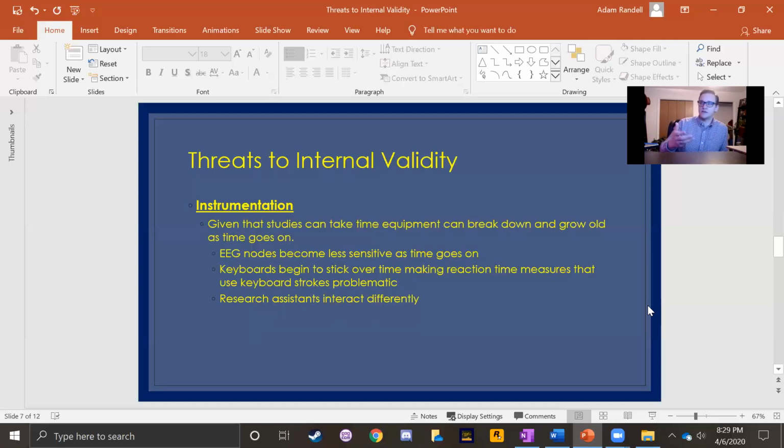And it can affect your ability to say definitively that your causal explanation, your experimental IV, is causing a change in your DV, because now you've got these poor instrumentation issues all lumped into your experimental condition, and they're not balanced. All right, so it's disproportionately affecting your experimental condition and not affecting your control condition. So now it becomes a confound.